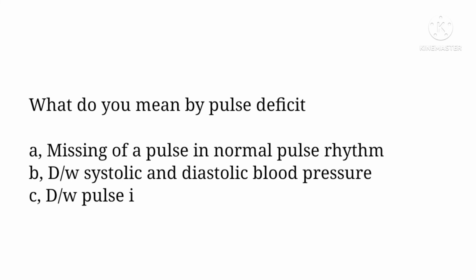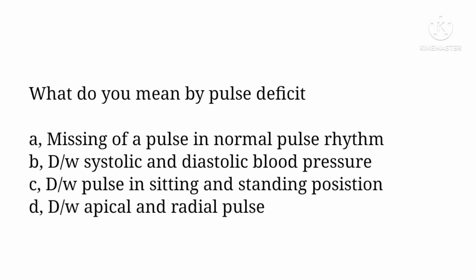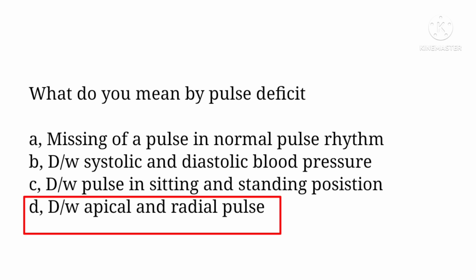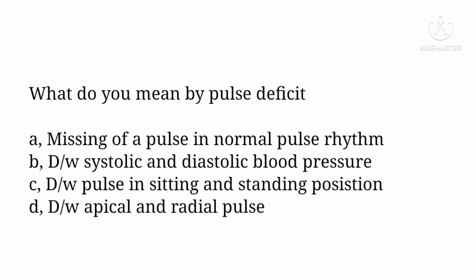What do you mean by pulse deficit? Option A, missing of a pulse in normal pulse rhythm. Option B, difference between systolic and diastolic blood pressure. Option C, difference between pulse in sitting and standing position. Option D, difference between apical and radial pulse. The correct answer is option D, difference between apical and radial pulse. Pulse pressure is difference between systolic and diastolic blood pressure.